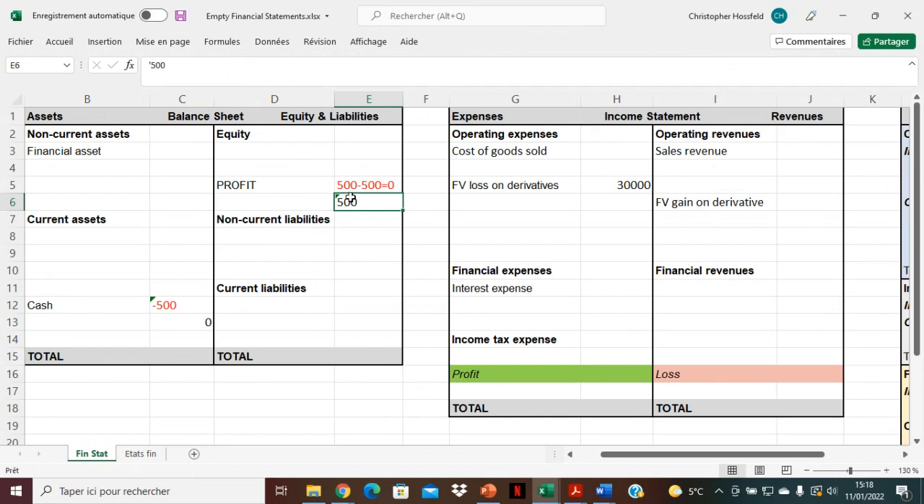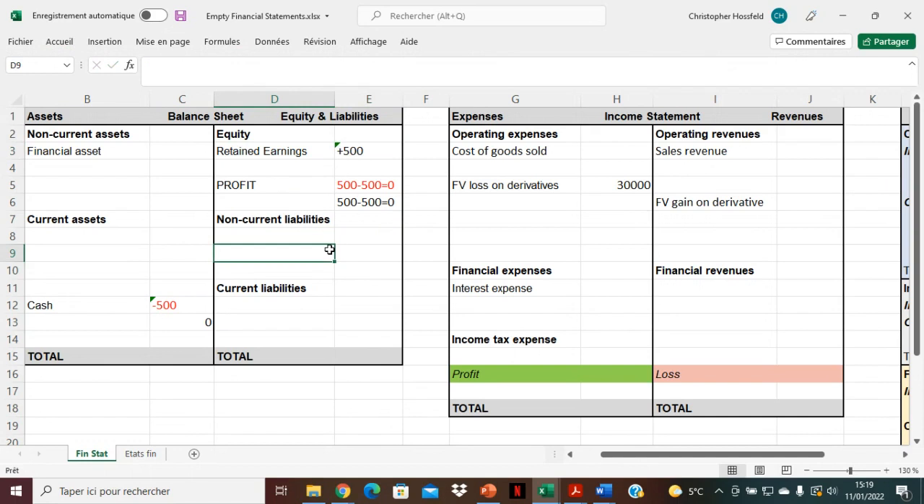Accounting-wise, I could do nothing and just leave the 500 there, but usually what we do is reclassify the amount. I take the 500 out of equity, out of profit, and instead I reclassify it on another line that I call retained earnings. And my retained earnings would obviously increase by 500.